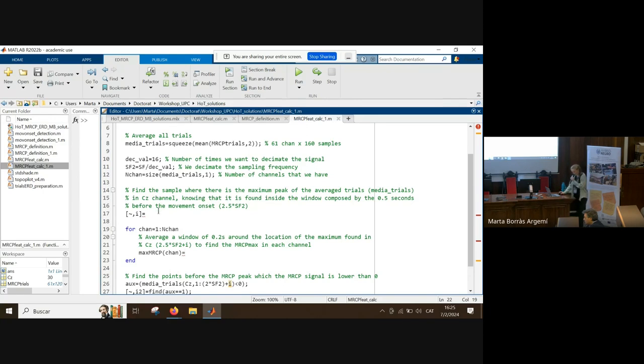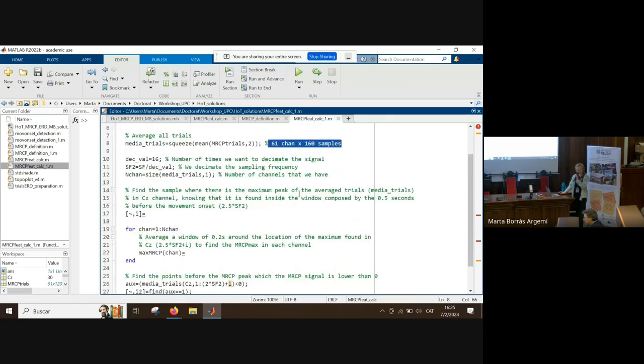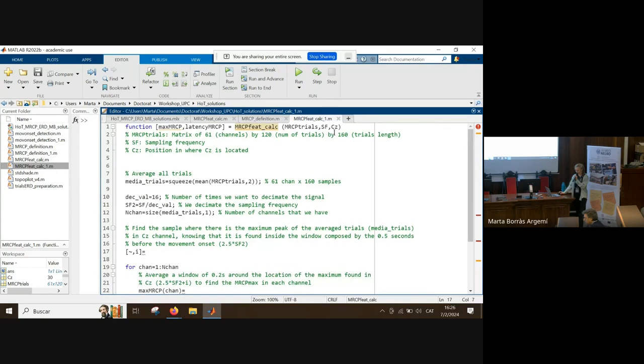Sorry, we are looking for the maximum in the media trials matrix, because we first want the average of each trial. After averaging each trial, we obtain this media trials matrix, which is composed of 61 channels by 160 samples. Here we're looking for the maximum of the CZ, which is this value here. And in the samples, we're looking in this window.